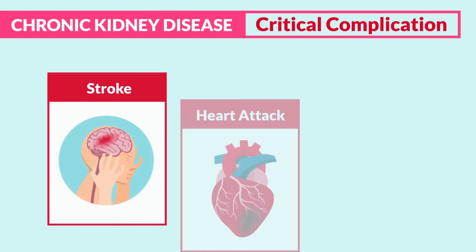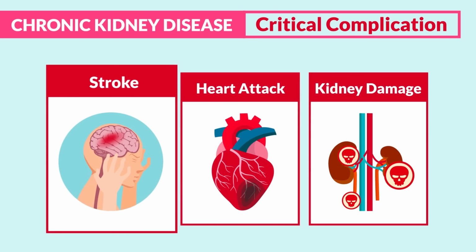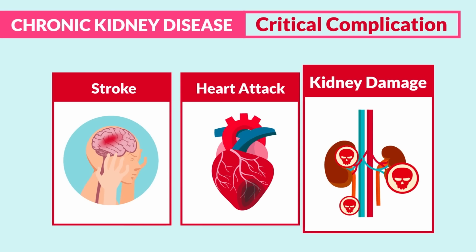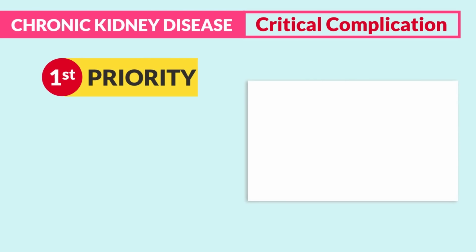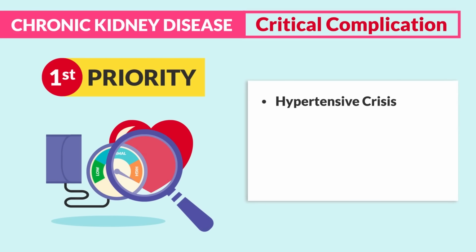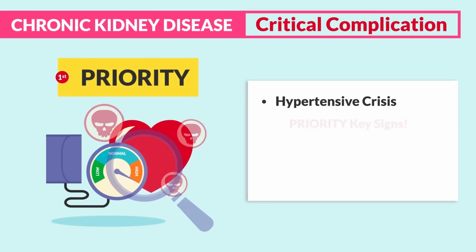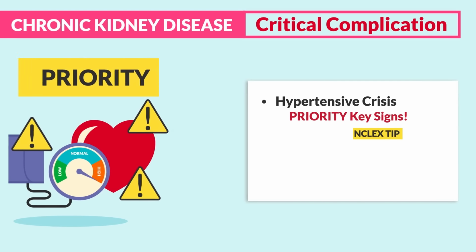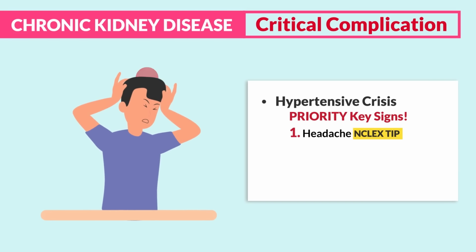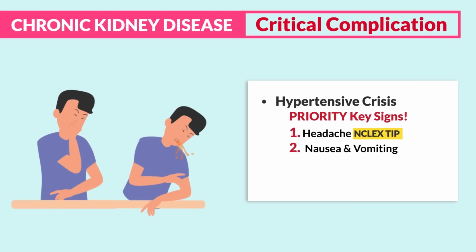Now, dangerously high blood pressure can lead to strokes, heart attacks, and even further kidney damage from that high tension on all the organs. So the first priority is to monitor for hypertensive crisis. Now, the priority key signs to write down. Huge NCLEX tip here. So number 1 is headache. Number 2 is nausea and vomiting.